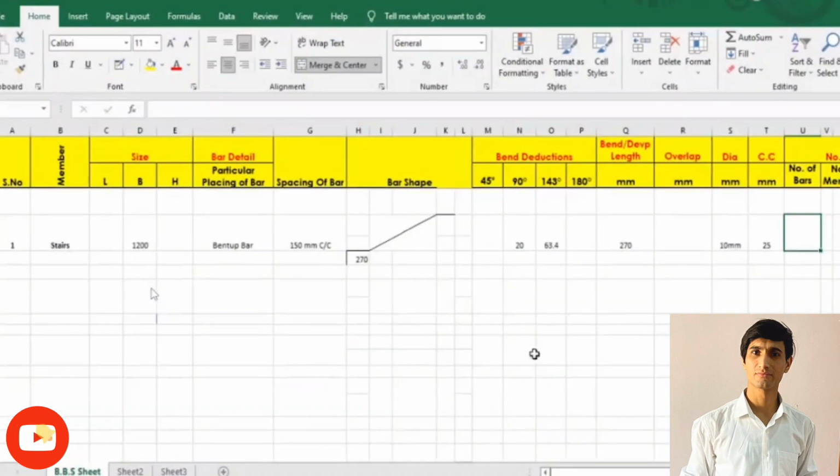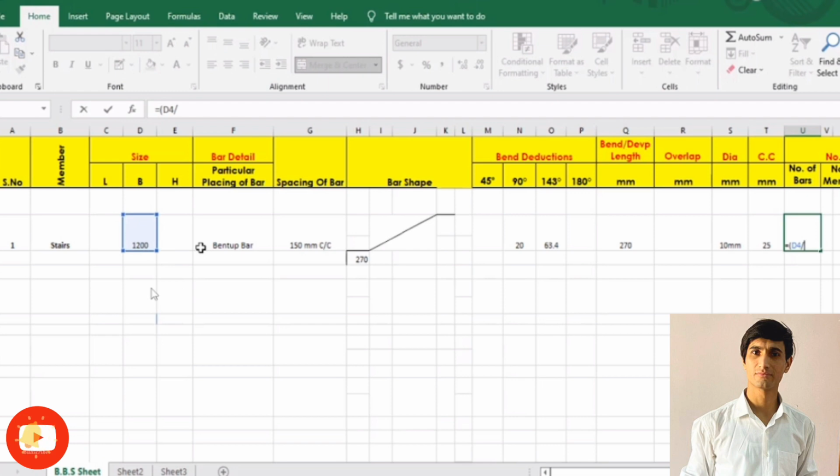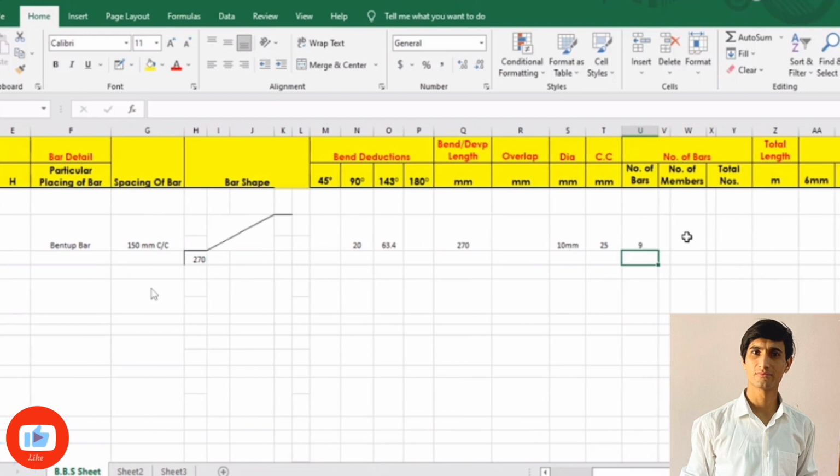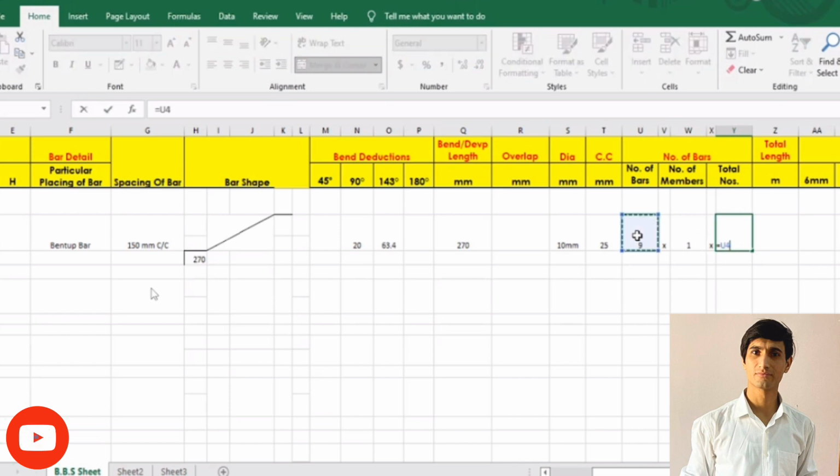And next to it, what we need to do is find out the number of bars. So the number of bars, these are bent bars in the direction of our width. So span divided by spacing, plus 1. Hit enter. So we need a total of 9 bars, multiplied by the number of members, 1, and then the total number will be equal to the number of bars multiplied by the number of members. So it is a simple one.